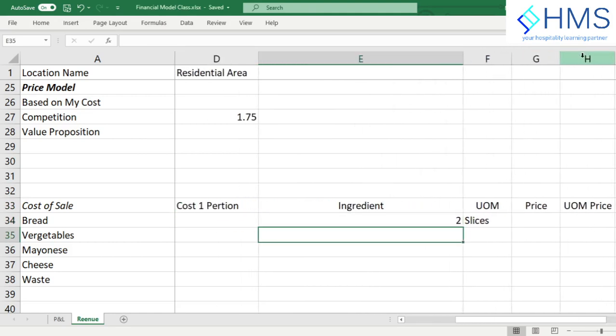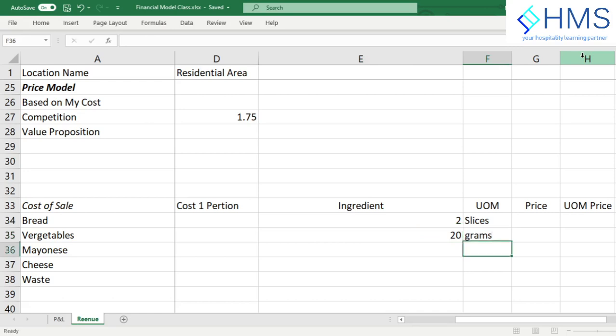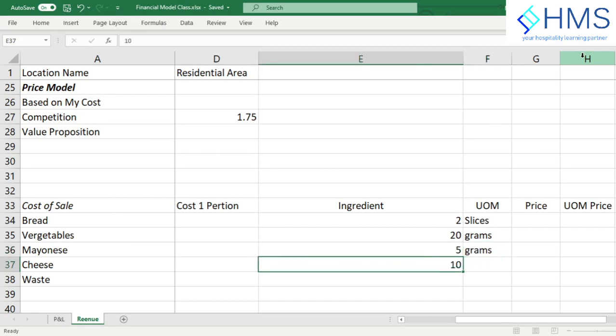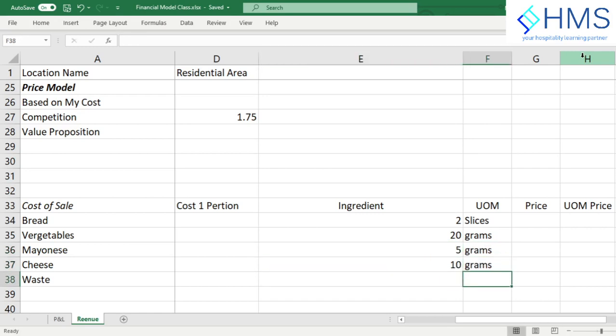So let's say that you are going to use two slices. Maybe you are going to use 20 grams of vegetables. Maybe you are going to use 5 grams of mayonnaise. Maybe you're going to use 10 grams of cheese. Then there may be overall waste. Let's say out of 10 pieces that you are going to make, maybe there is a slippage, maybe there is something else. So maybe you are wasting 5%. That's just an estimate.